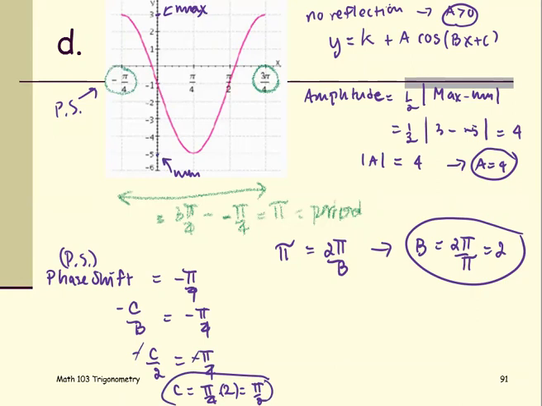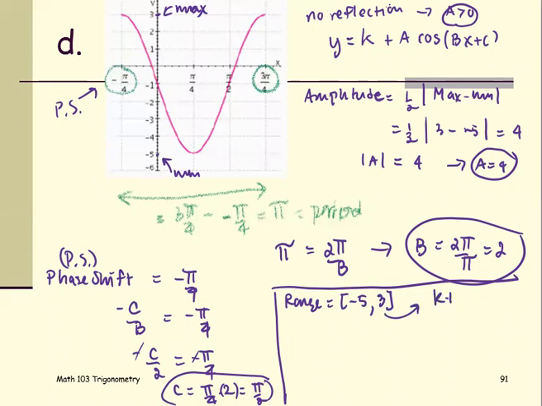Next one, the vertical shift. For the vertical shift, we consider the range of this graph. The range is from -5 to +3. And the +3 is from k plus the absolute value of a. If the absolute value of a is 4, so k equals 3 minus 4, which is -1. So we got k equals -1. That means the graph is shifted downward by 1 unit.